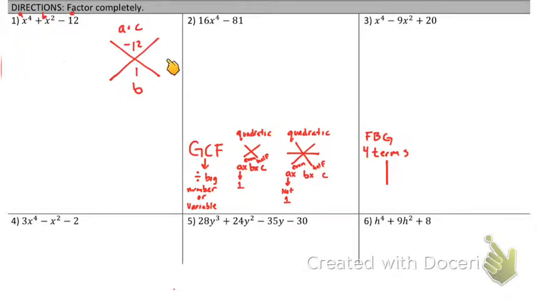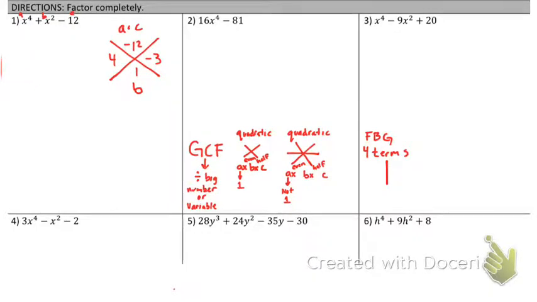So we have to figure out what multiplies to negative 12 that adds up to 1. And that is going to be 4 and negative 3. If you do this math, when you multiply, it gives you negative 12. When you combine these, it gives you positive 1.